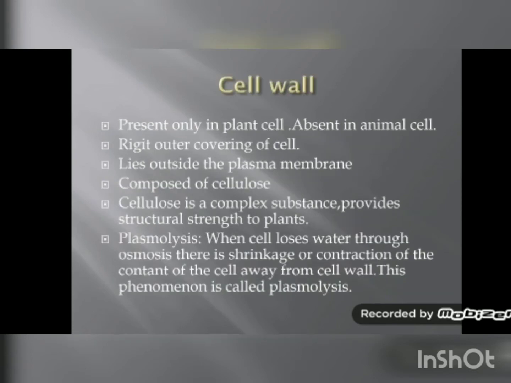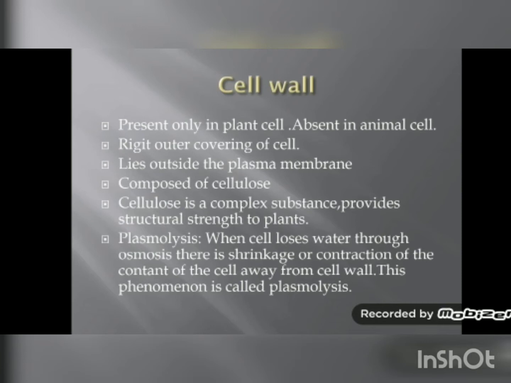Now the main important part of the plant cell is the cell wall. Cell wall is present only in plant cell and it is absent in animal cell. Actually cell wall is made up of dead cells. It is a rigid outer covering of the cell. It is hard and strong, so it protects the plant cell from the surrounding environment. It lies outside the plasma membrane and it is made up of cellulose.